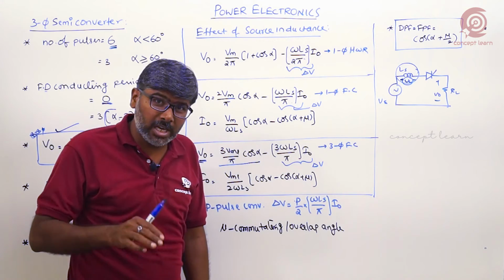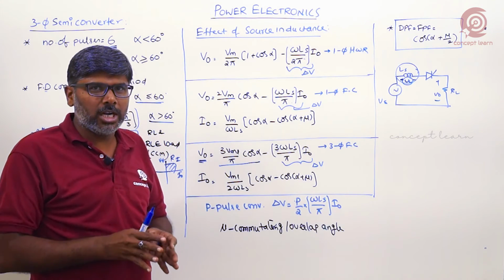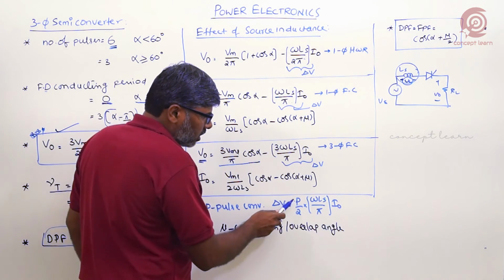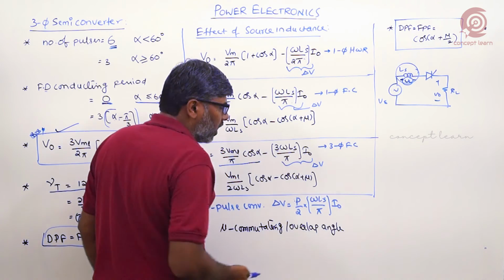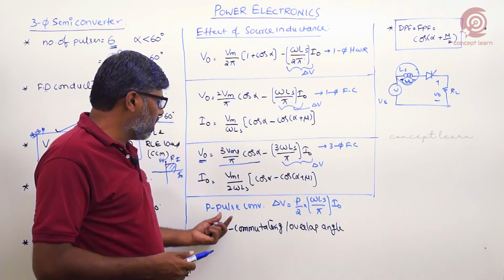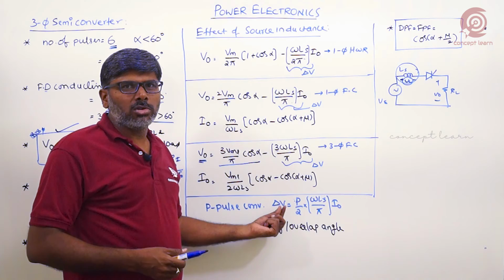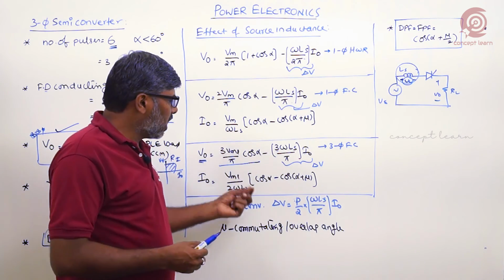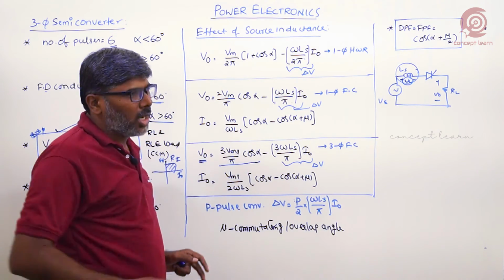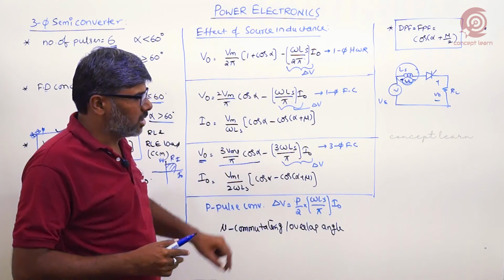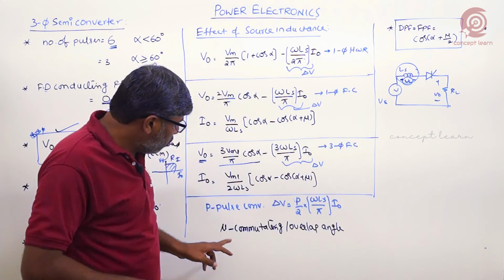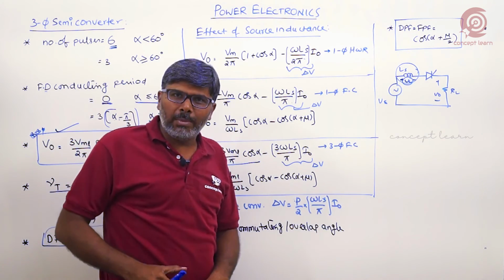Suppose it is a semi converter, a 3 pulse converter, then 3 by 2 into omega Ls by 2 pi into I0. So in such a way we can calculate the voltage drop across the inductor, which can be subtracted from the actual output voltage. Then the net output voltage is given by these expressions. Now, what is mu? Mu is called the commutating or overlapping angle, right?